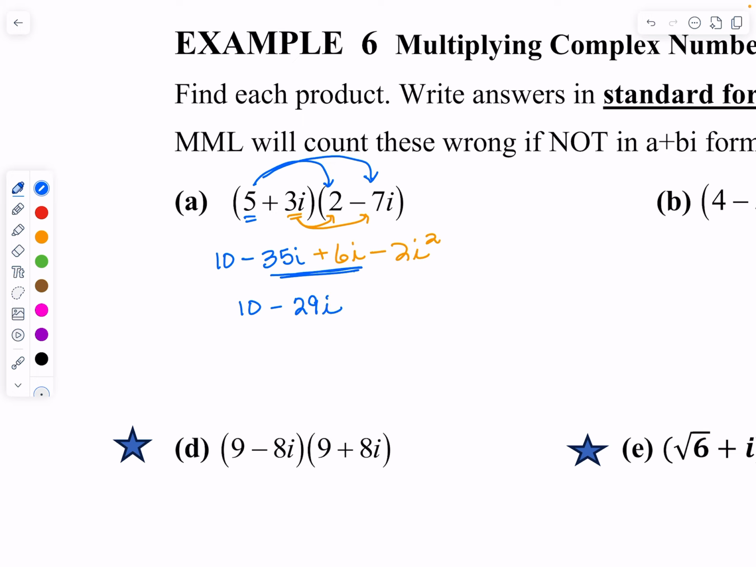Now, this last one, notice I have i squared. So my i squared, remember, is negative 1. So that turns out to be negative 2 times negative 1, which is a plus 2. So anytime you have an i squared, essentially you are just going to change that sign and get rid of your i squared. So the very last part is to combine my last like terms, the 10 and the 2. So that's going to give me 12 minus 29i.